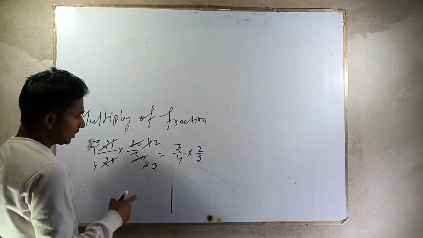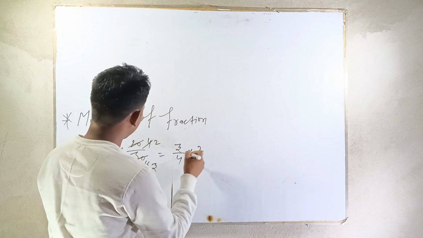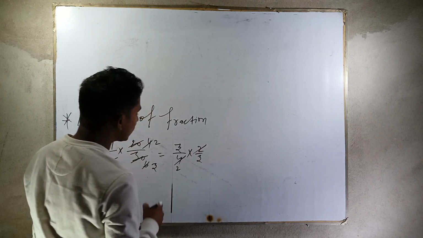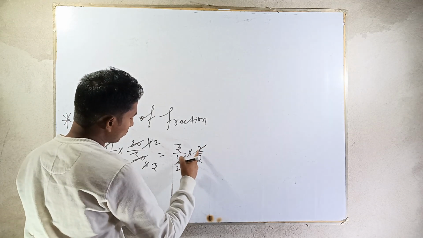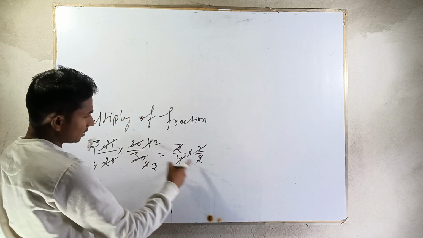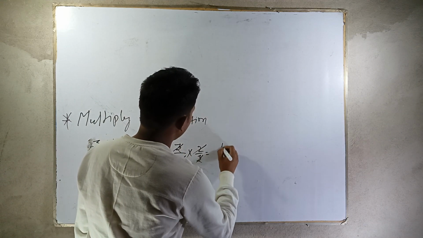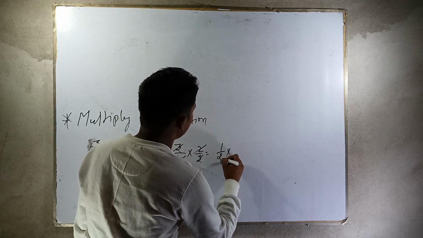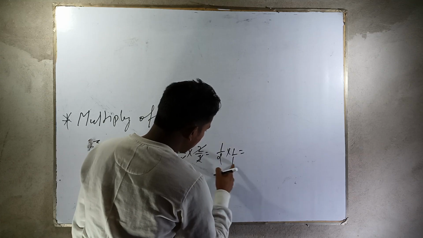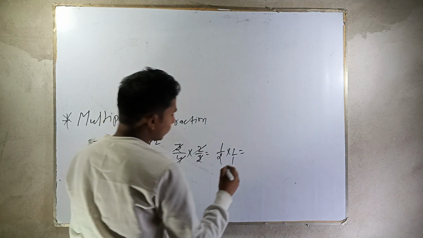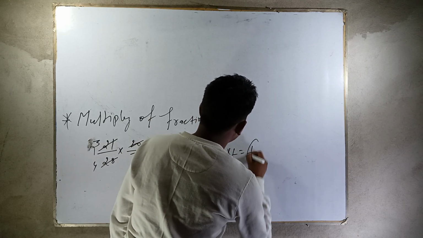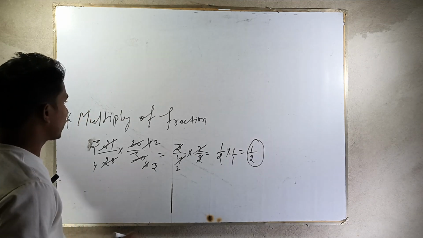If this one is divided, then I need to write it like this: 2 divided by 2 is 1, 2 times 2 is 4, and 3 divided by 3 is 1, it will cancel. So now it is 1 by 2 and another is 1. If I multiply numerator to numerator and denominator to denominator, 1 times 1 is 1 and 1 times 2 is 2. So this is the value of the multiplication.